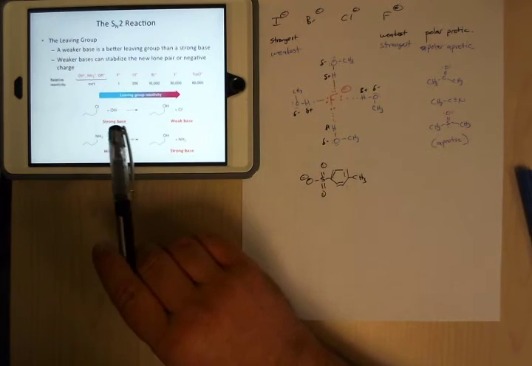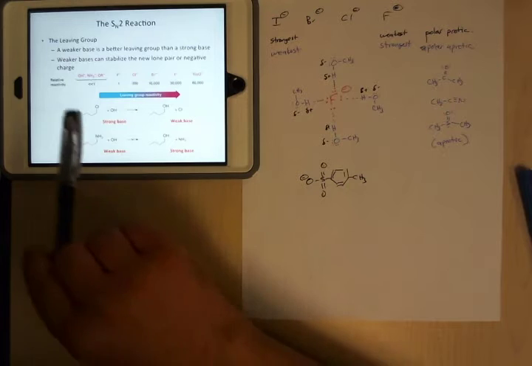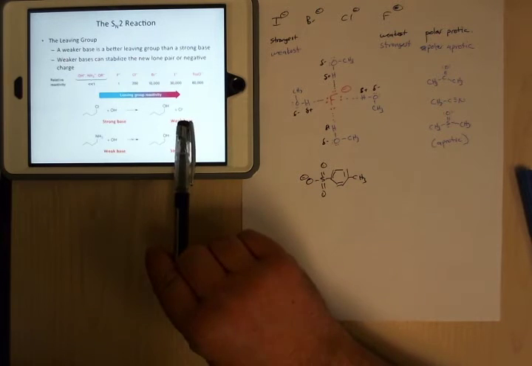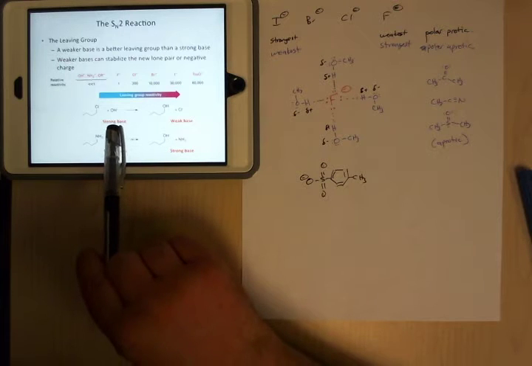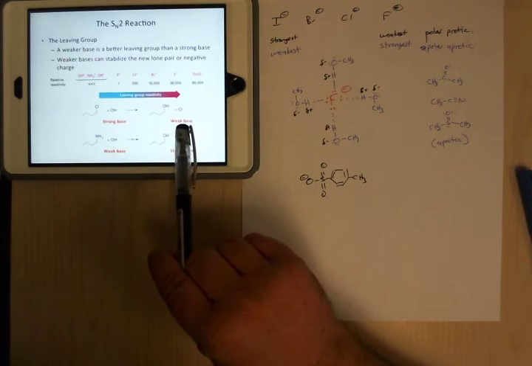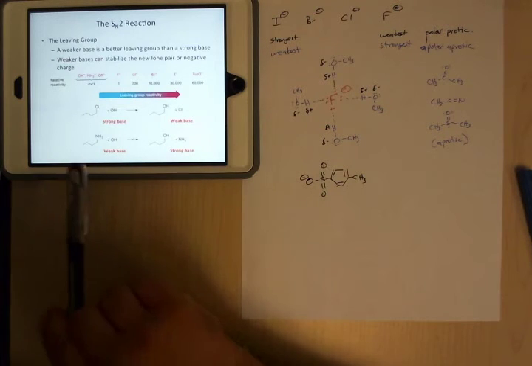Okay. And so when you want to predict the way the reaction is going to go, you want to go from a strong base to a weak base. You want your pKa values to go down. So this is 16, this is negative something, stuff like that. You want to go from a big number to a little number. Same thing goes here.